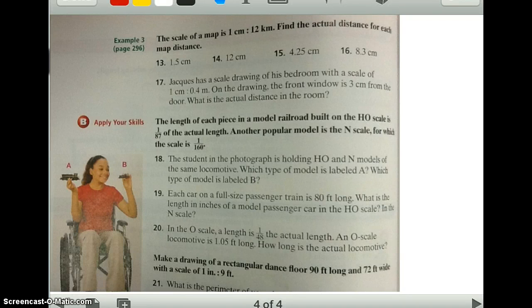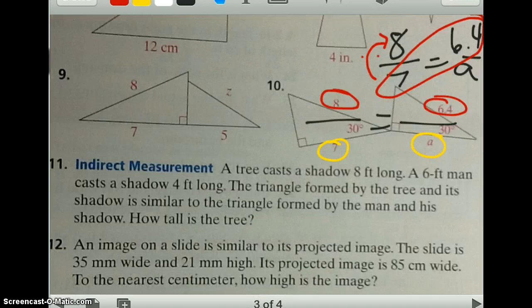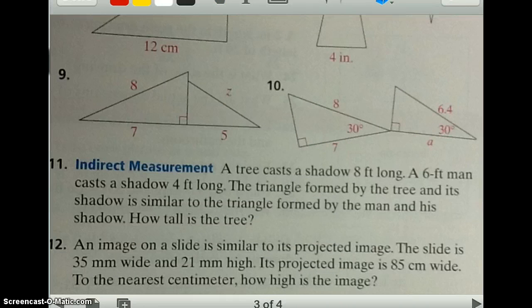So here we go on the second half of the assignment. Actually, now that I think about it, let's go back to here because we're at number 11. And so number 11 talks about indirect measurement.